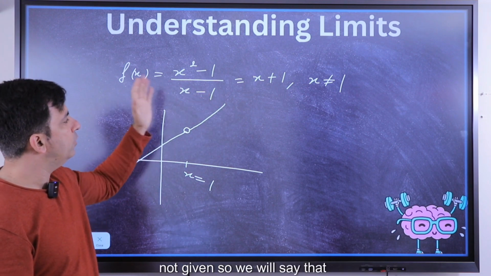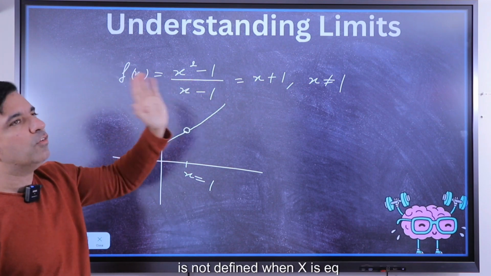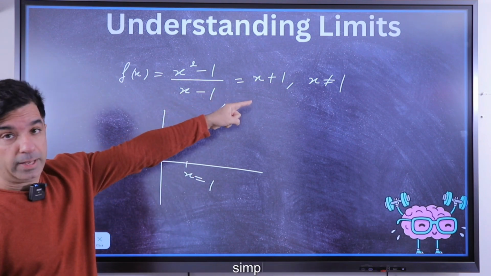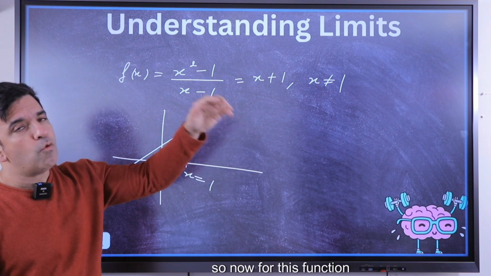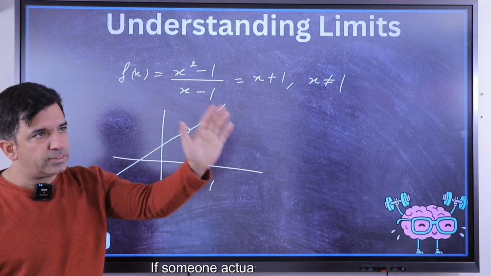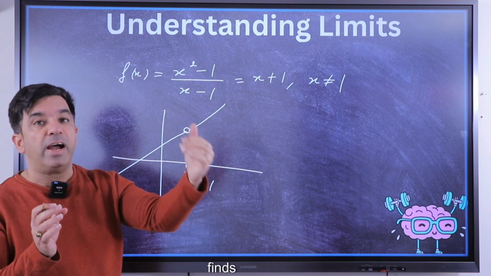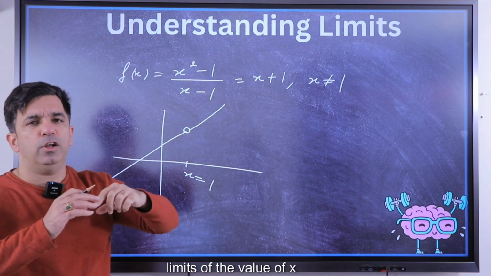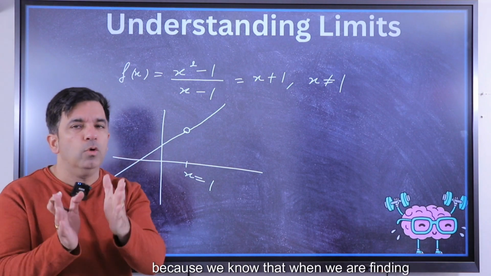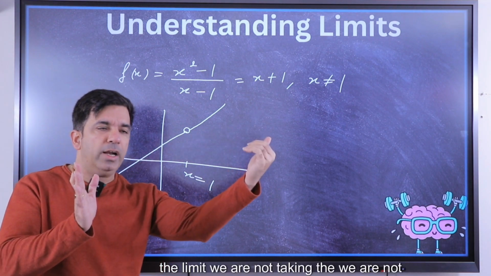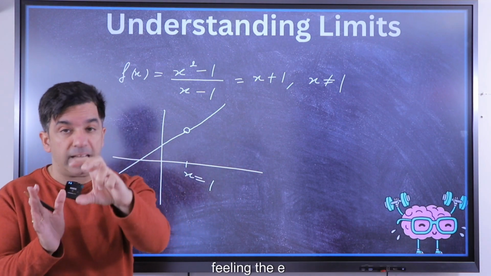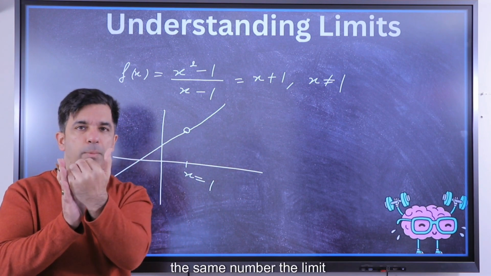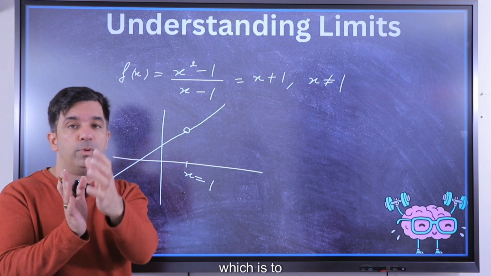But since it is not given, we'll say that this function is not defined when x is equal to 1. But for all the other points it would be simply x plus 1. So now for this function, if someone finds the right hand limit, then the value of x is not equal to 1, because we know that when we are finding the limit, we are not filling in the exact value. We are just coming as close as possible to the same number at which the limit is to be found.